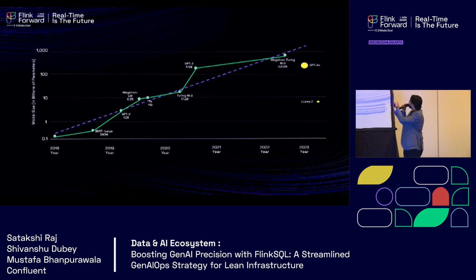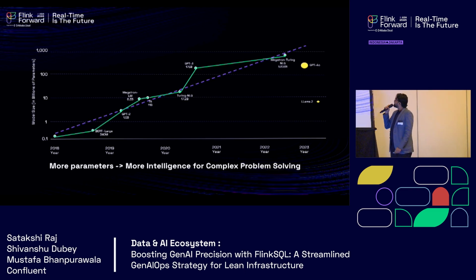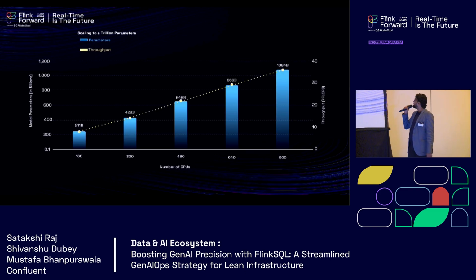On the other hand, if you see the second yellow dot, which is Llama 2, Llama 3, these are smaller models, 7 billion, 10 billion, up to 70 billion parameters. When I say 70 billion parameters, that means they are trained on a smaller data set, and that's why they can solve less complex problems compared to ChatGPT or GPT. So more parameters means more intelligence for solving complex problems.